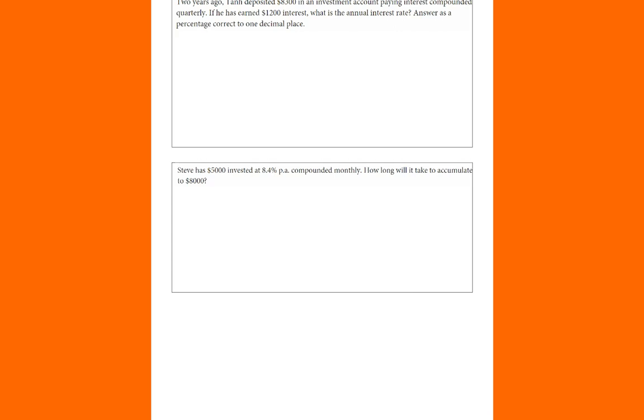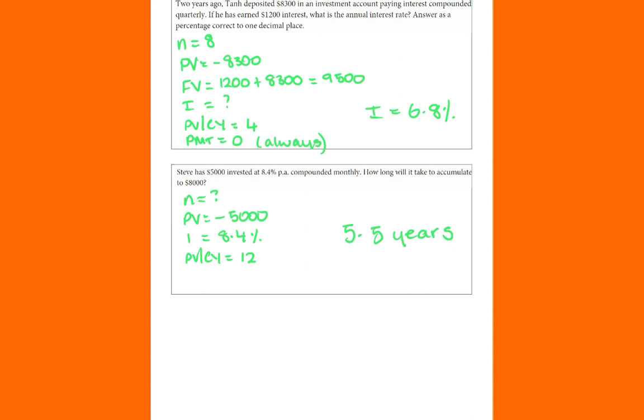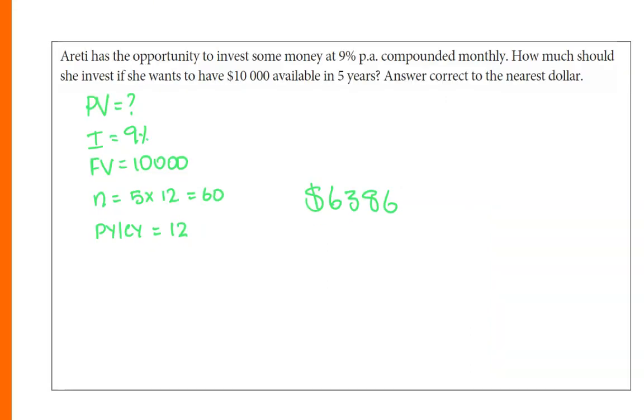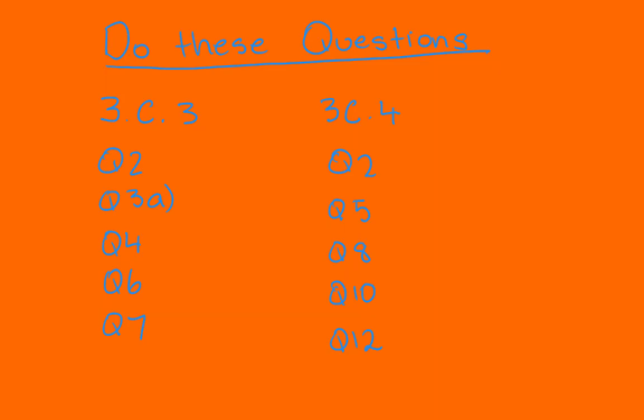Okay, so there's 3 examples in your booklet that I'd like you to do using your calculator. So stop the video, do the examples, and then come back and check and see if you're right. There's a lot of questions in the book. Ideally, you do all of them as good practice, but I'm going to limit the number that I expect you to do. So from 3C3, just do the questions listed, and from 3C4, do the questions listed there.